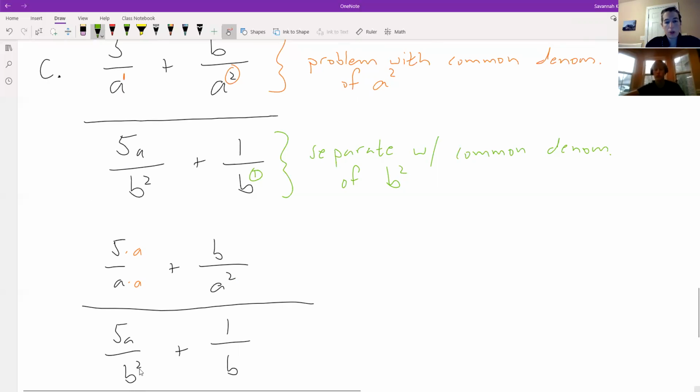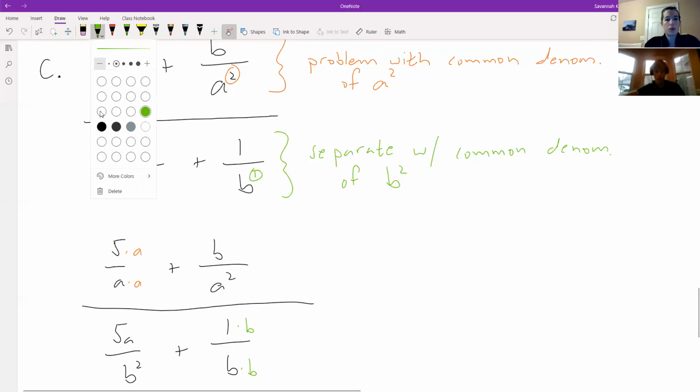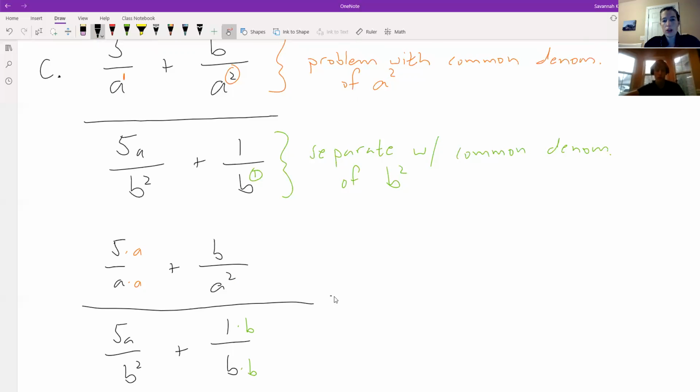And then below, we need everybody to have a b squared. So the one denominator that doesn't have a b squared, we can just fix it. We can just multiply in a b like that. Okay, so the top problem is now 5a over a squared plus b over a squared. B over a squared has not changed a bit. It was already in the form we need it. And then underneath we have 5a over b squared, which was already where it needs to go.